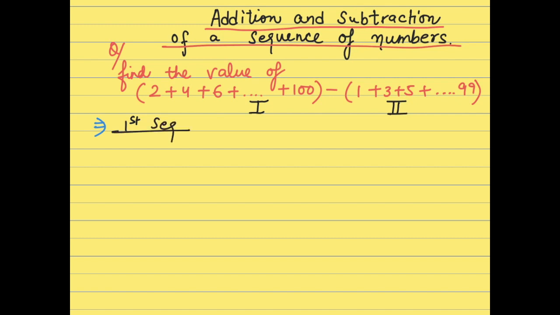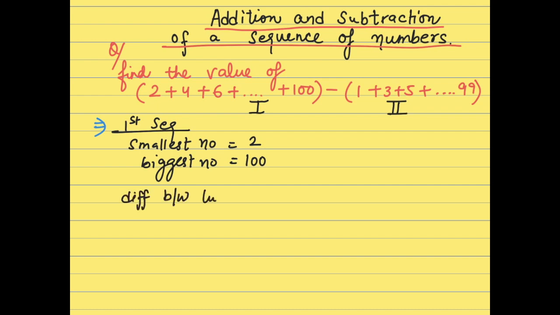For the first sequence, we need to know how many numbers are in total. For that, let's check the smallest number and the biggest number of the sequence. The smallest number of the sequence is 2 and the biggest number is 100. Now, you need to take out the difference between two adjacent numbers. So it will be 4 minus 2 or 6 minus 4. So the difference will be 2.